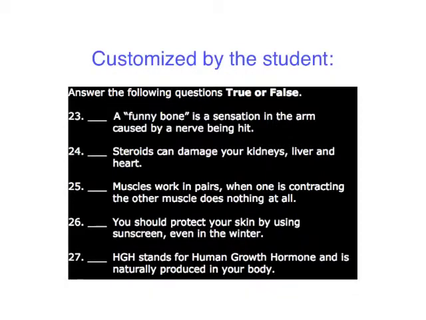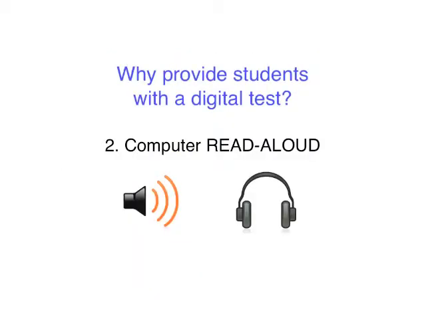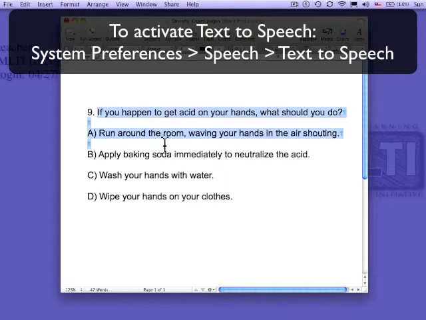Another reason for digital tests is that test items can be read aloud by a computer. If measuring reading proficiency, then providing the option of computer speech will render the test invalid. But for other purposes, allowing this option for all students may result in more accurate evidence of learning. Here's an example.